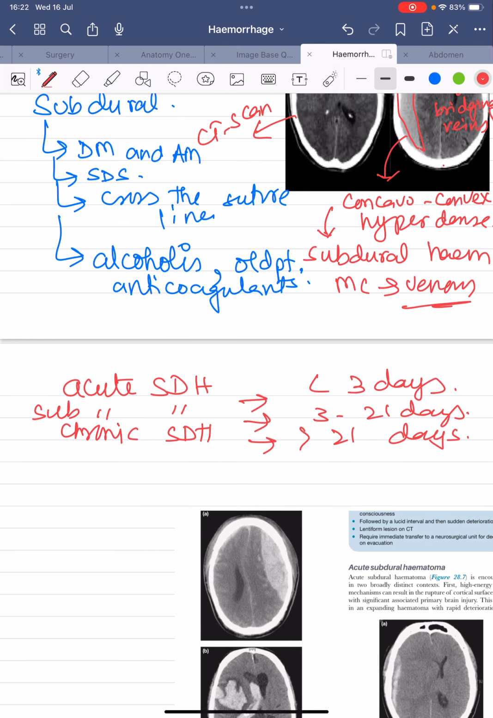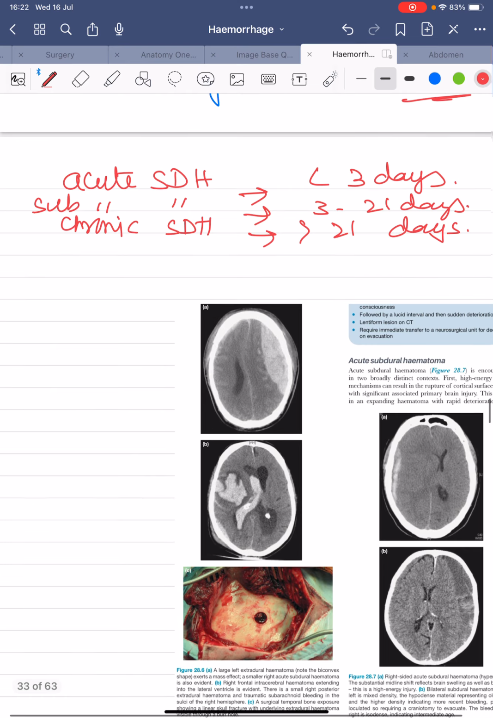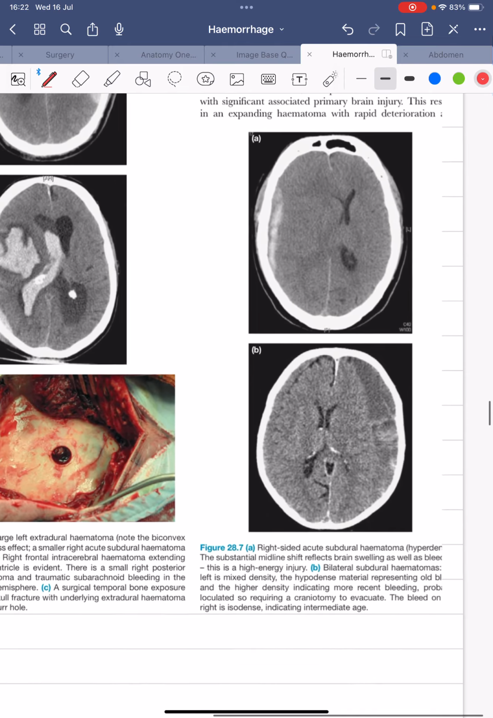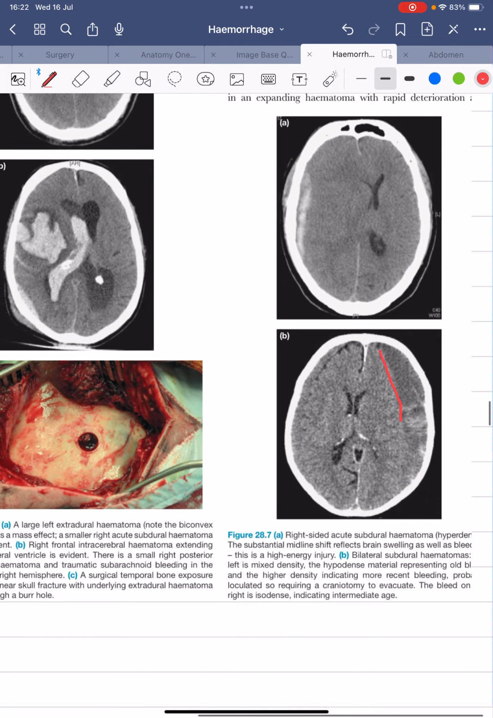Now see this picture. So this is your hyperdense lesion. So it means it is an acute bleeding. But now see this picture. This is not a hyperdense lesion. Okay, so this is a hypodense lesion. So it means it is an old blood. Okay, old blood. And here it is your hyperdense lesion.